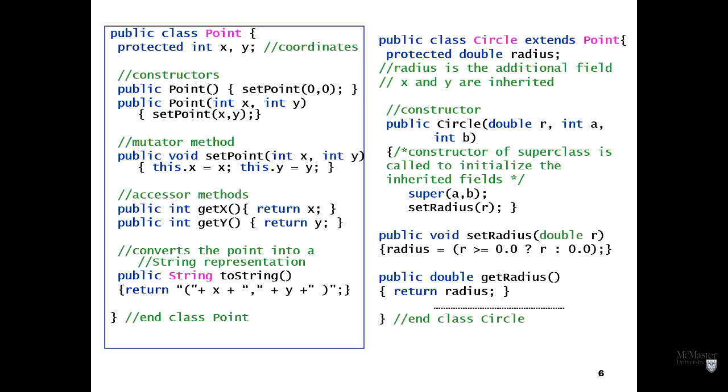Now circle is a child of point. Maybe I create an object of circle, right? And we said once you create an object of a class, the constructor is going to be called. Great. So the constructor of circle is called. The first thing that a compiler is going to do is to call the constructor of the parent, right? So once you call a constructor of a child, before even executing any line of this constructor, the constructor of the parent is going to be executed.